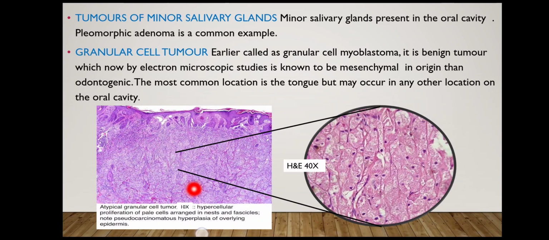And subepithelially you can see hypercellular proliferation of pale cells which are arranged in the form of nests. Can you make out nests here, which I'm pointing out? So there will be nests, sheets, and fascicles as well. If you take a closer look, these cells appear polygonal in shape with a pyknotic nucleus pushed to one side, that is an eccentric nucleus, and the cytoplasm is characteristically dense eosinophilic granular cytoplasm. Mostly this is because of the presence of excess mitochondria in the cytoplasm.